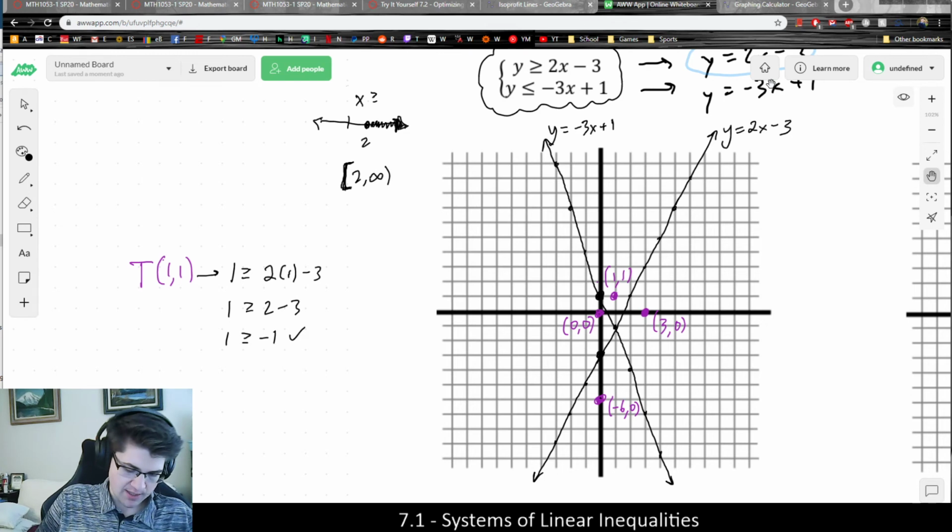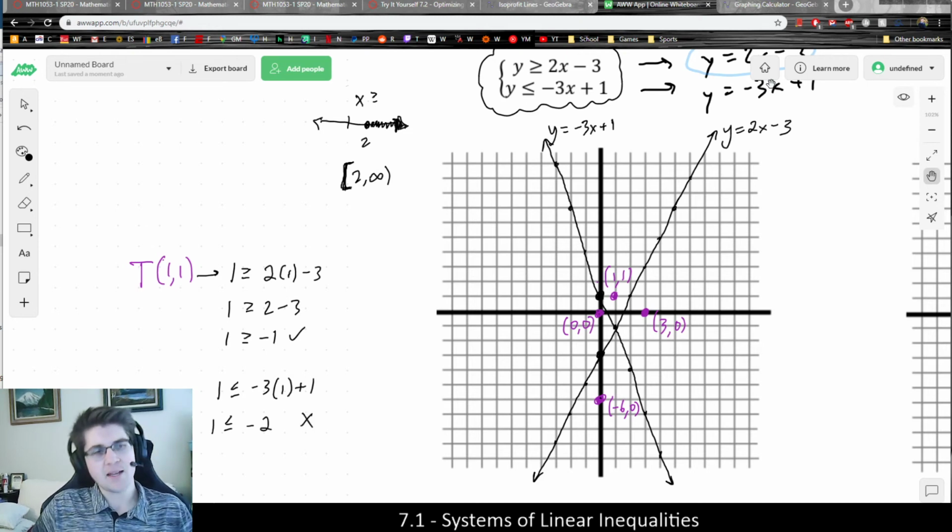It also needs to work in the second. Sorry, I said equation. I meant inequality. It needs to work in the second inequality as well. So y should also be less than negative 3 times x plus 1, which would leave us with 1 is less than or equal to negative 2. That is definitely not true, right? Because every positive number is always bigger than every negative number.